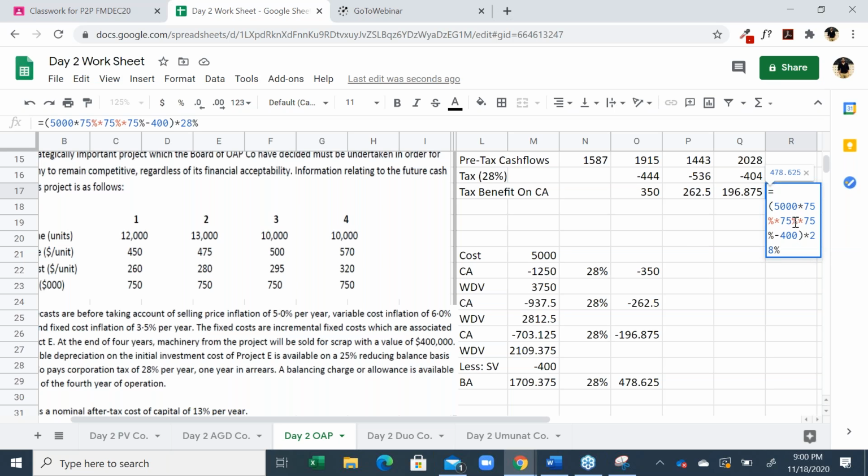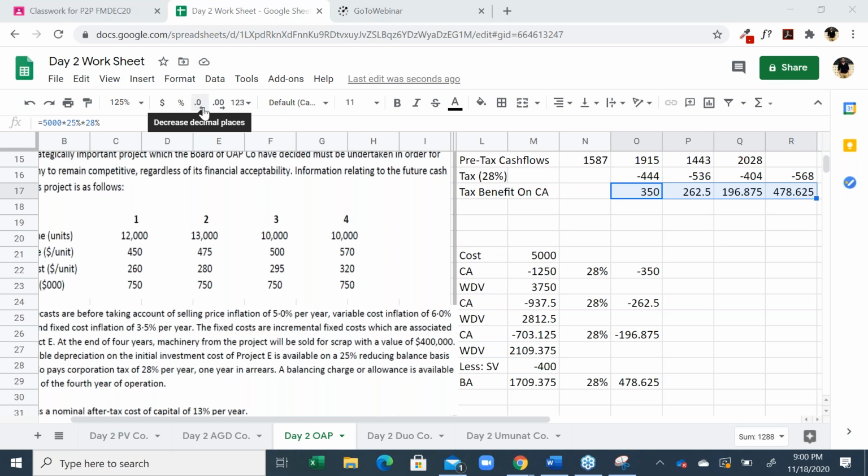Instead of multiplying something by 75% 3 times, we can just take the power 3 and write it once. So I'm just removing the 75% that I have done twice. I'll just take this 75% and take its power as 3 because I have to do it thrice, and I'll reach the same answer. So that's the shortcut of calculating tax benefit on capital allowance.